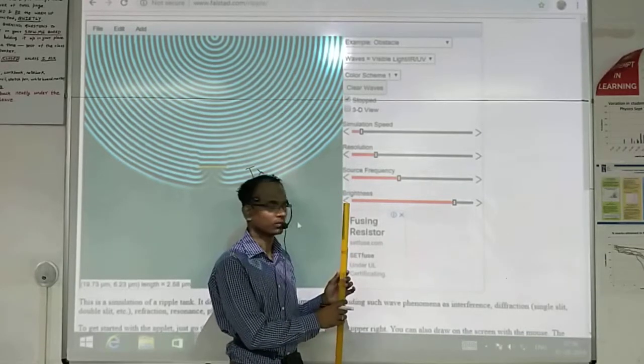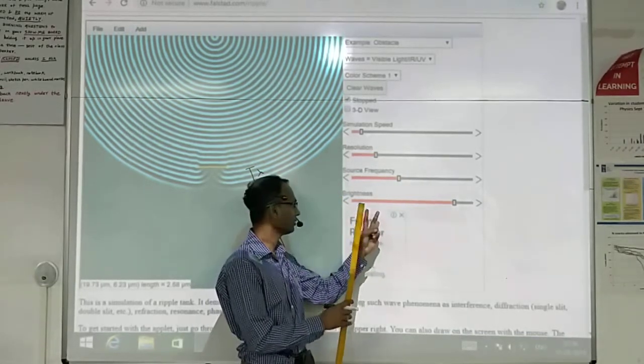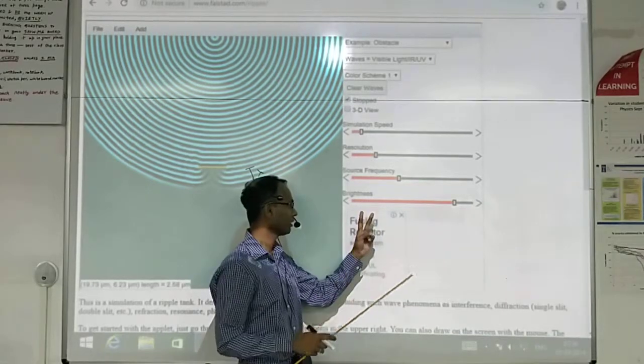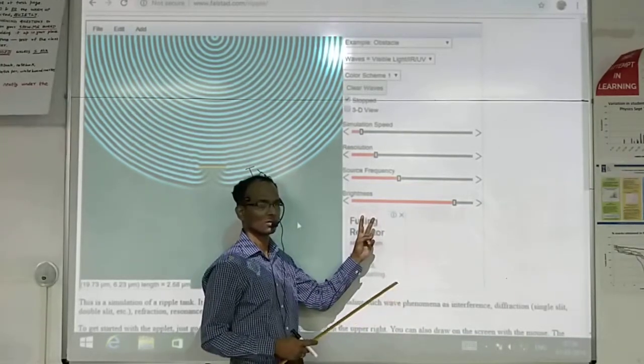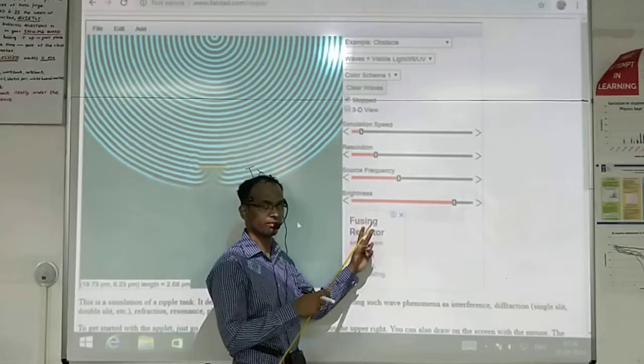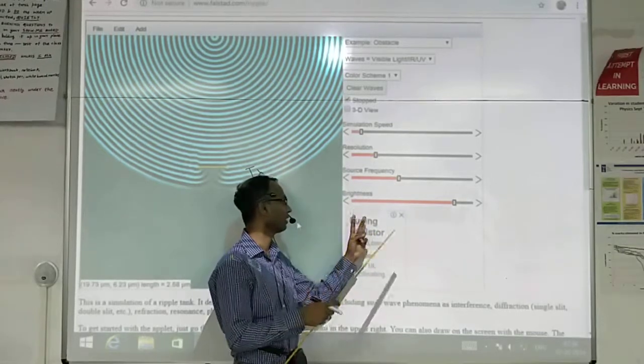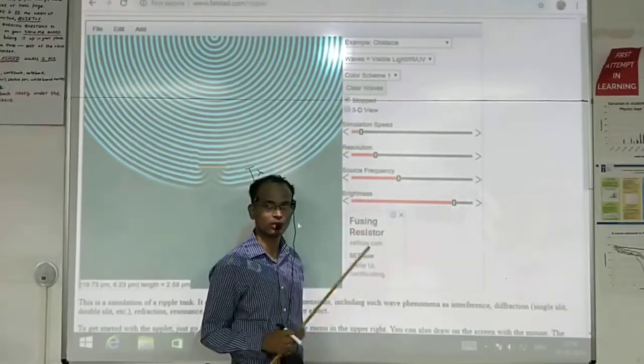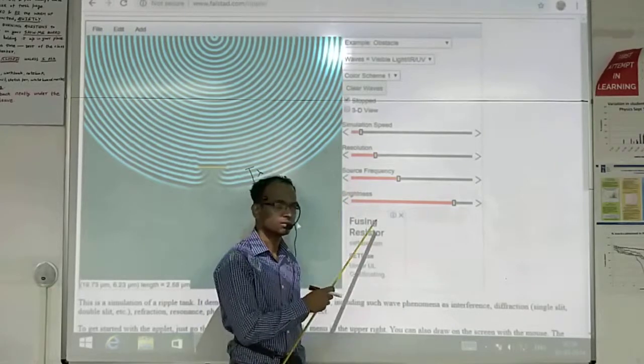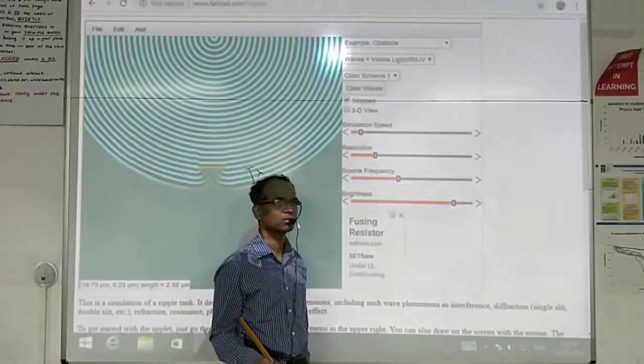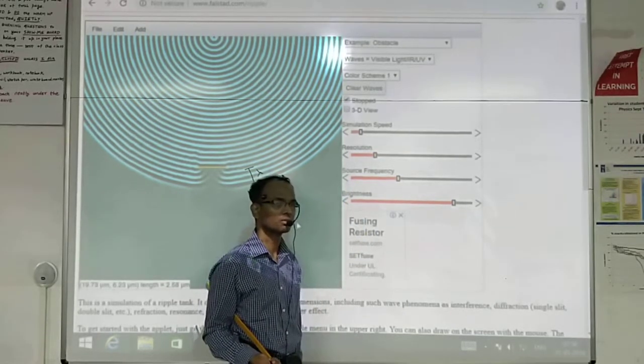Are you getting it? See, right now I have two fingers, the gap between my two fingers is too huge, there is no diffraction. Because this gap is much bigger than the wavelength of light, you don't see any bending, you see clear sharp shadows.